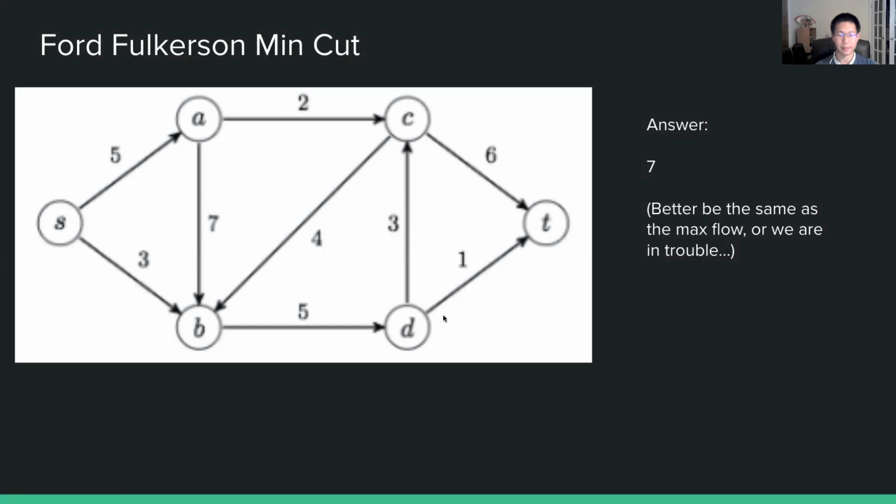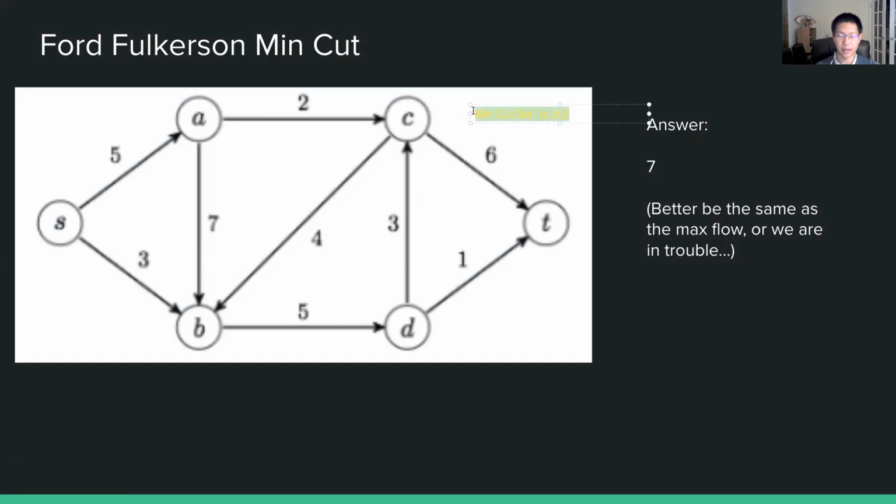Yes, the min cut, which you just mentioned, is also going to be 7. And the min cut set is actually the following. So this is not the answer to the min cut set. The min cut set is actually a set of nodes, C, D, T. Yeah, CDT.